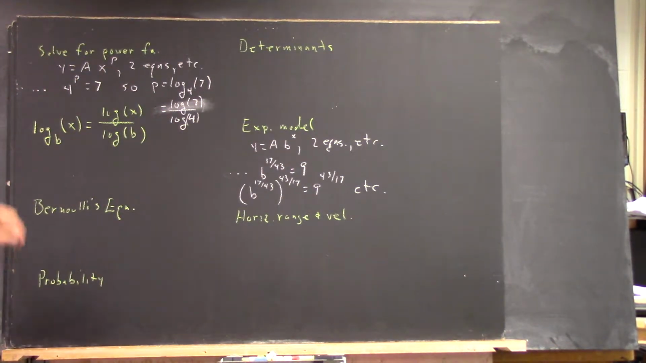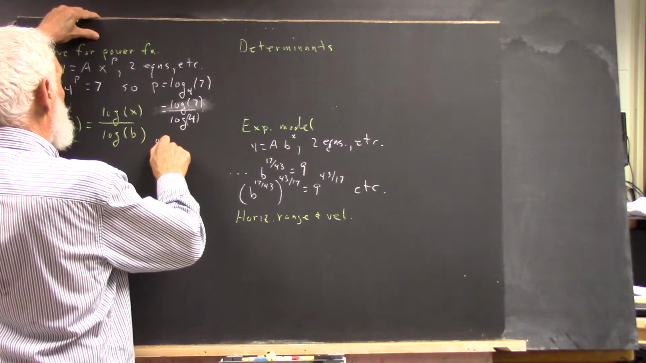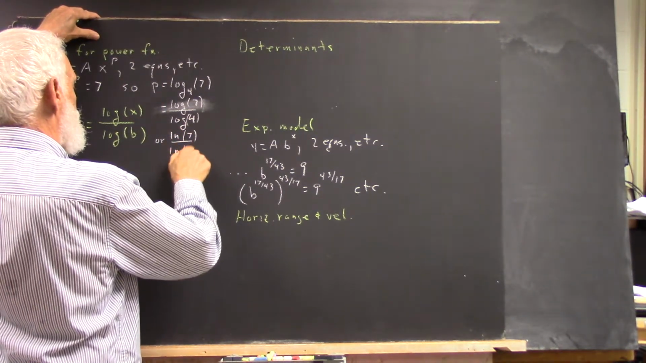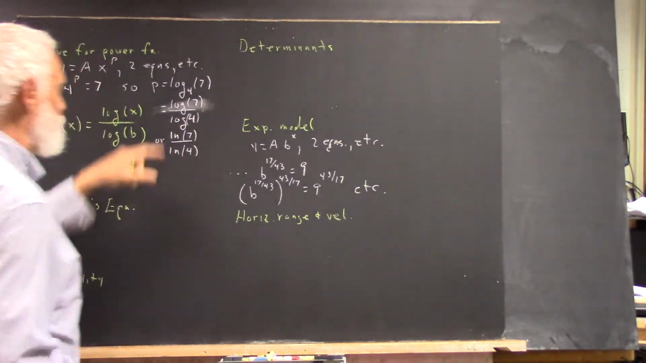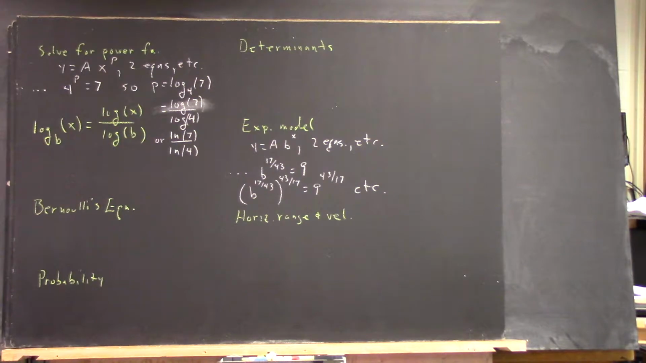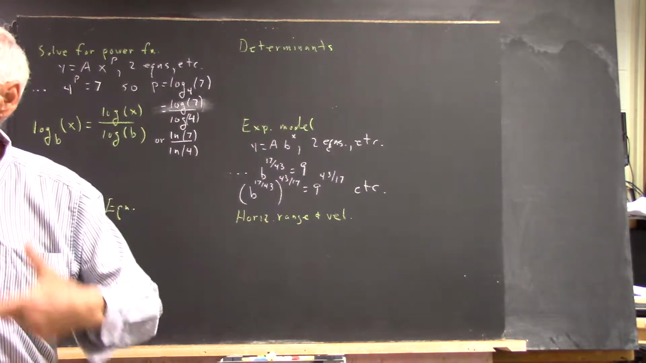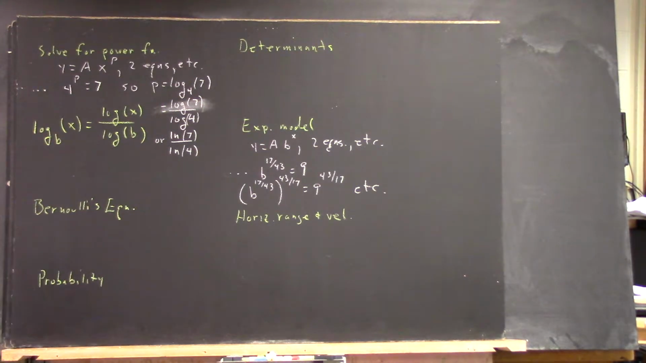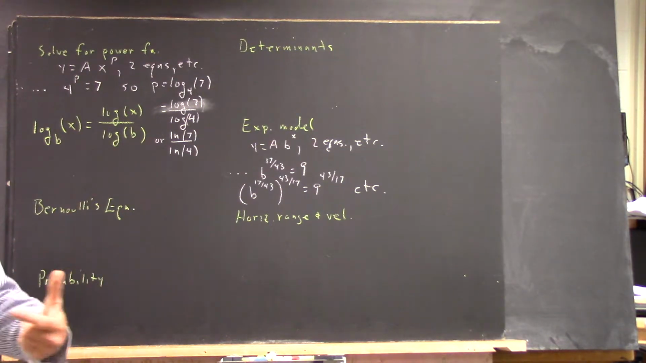Okay. And I could say that's the natural log of 7 over the natural log of 4. It's very easy to prove that if this works, then this works. A natural log is log to the base e, and we haven't talked that much about e, but we will. Okay? Make sense? Yeah. That's how you solve it.